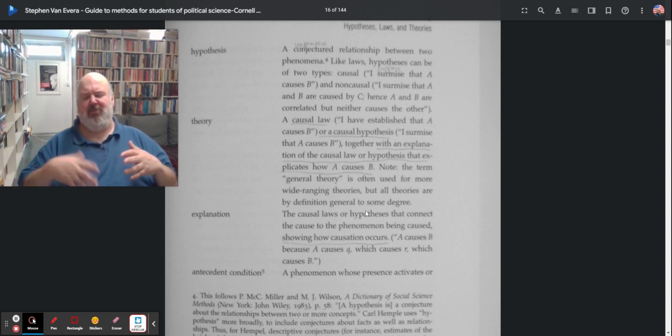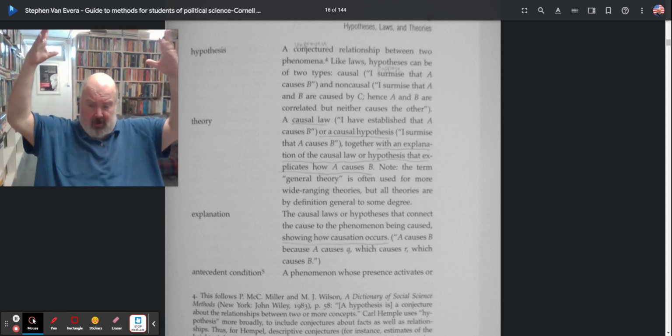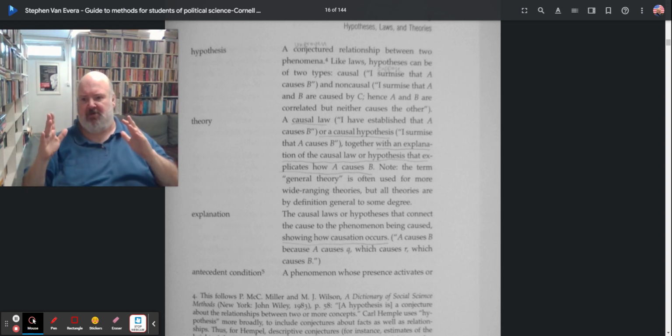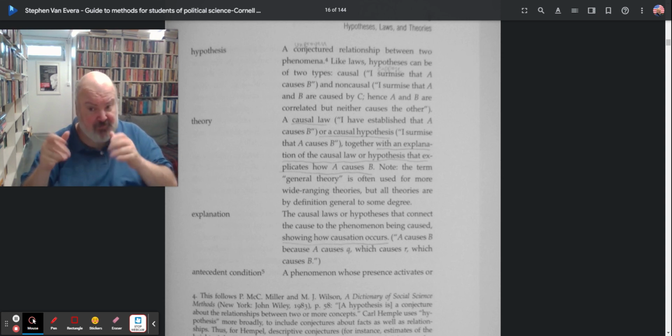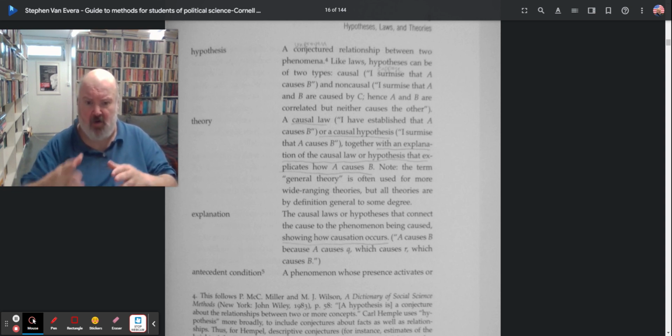So some people use the word general theory like this is a big, broad theory, right? Something broader. But all theories are general in the sense that they're saying something about a general relationship, that A causes B, and that this is going to be true for all the similar things in that situation. So it contains a causal law or causal hypothesis, together with an explanation explaining how that causal law does what it does.